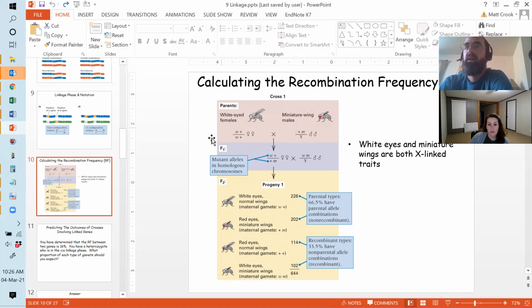So we have white-eyed females and red-eyed miniature wings. Quick test. What linkage phase? It's going to be all me telling you stuff. Come on, tell me stuff. Like for the females, wouldn't that be the cis or no? No.